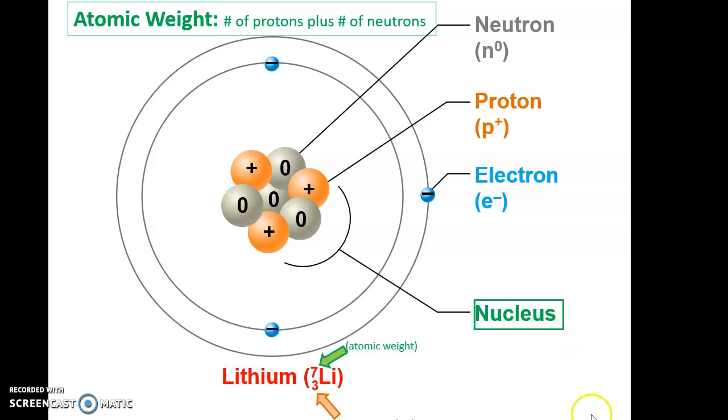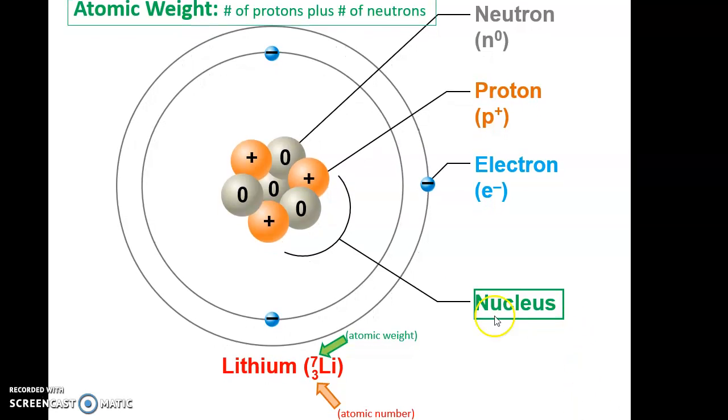There's another concept called atomic weight. Atomic weight is the number of protons in an atom plus the number of neutrons. So this lithium atom, its atomic weight is 7. 4 neutrons, 3 protons, that equals 7. And so sometimes you'll see 2 numbers written next to the symbol for an element. The top number, the bigger number, is the atomic weight. The lower number, the smaller number, is the atomic number. So this atom of lithium, its atomic weight is 7. Its atomic number is 3. 3 protons, 7 total subatomic particles in the nucleus.